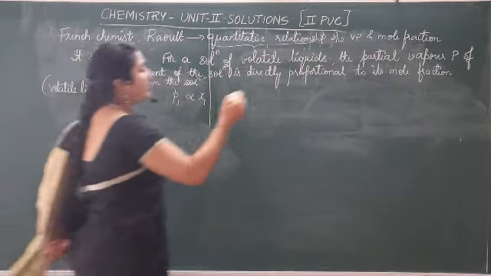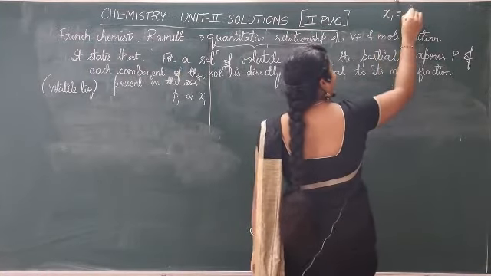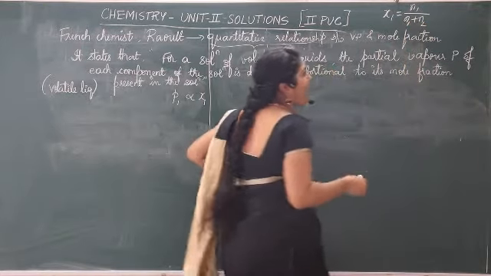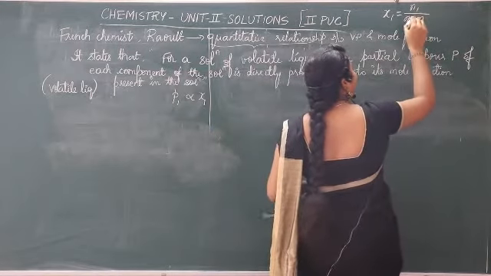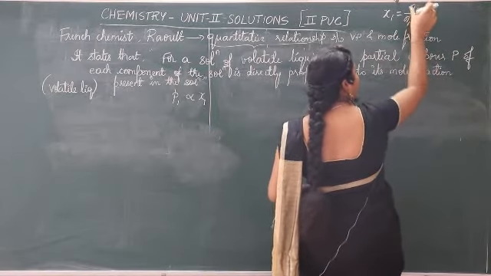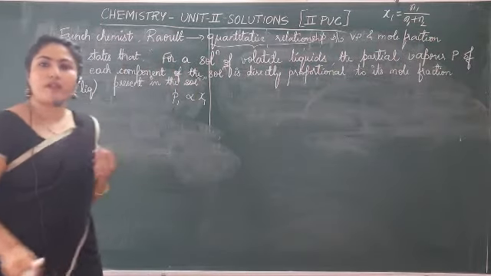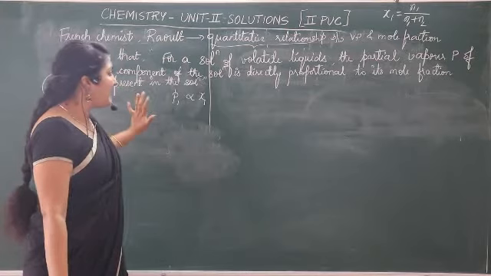How do we write the formula for mole fraction? N1 by N1 plus N2 if we have two components present. That means the number of moles of that solute, that component, divided by the total number of moles of components present in the solution. Are you getting the point? That is what he has stated.